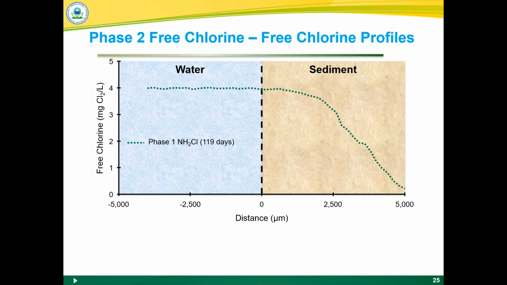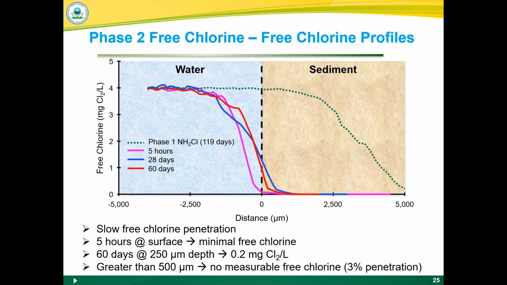Then we moved on to phase 2, where we exposed the free chlorine. So here's the line from the end of phase 1, which shows you how far monochloramine got in. Then we started feeding free chlorine. At 5 hours, really not in there at all. At 1 month, we start getting a little penetration. At 60 days, it really hasn't moved from the 1 month period.